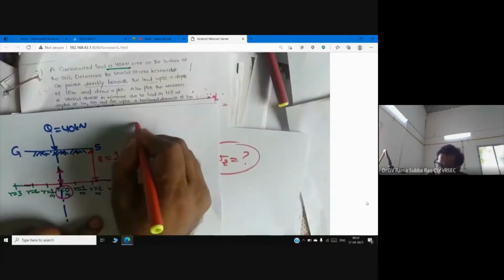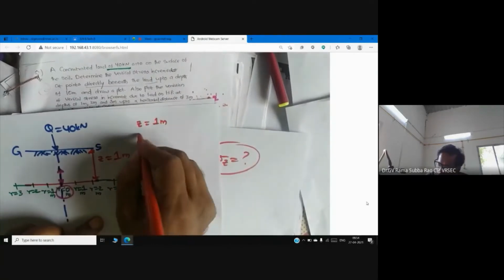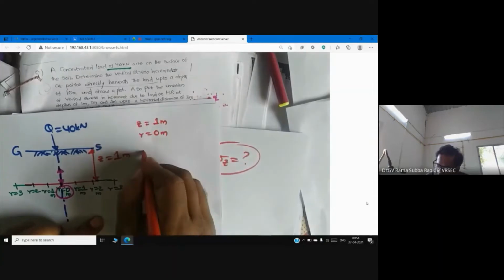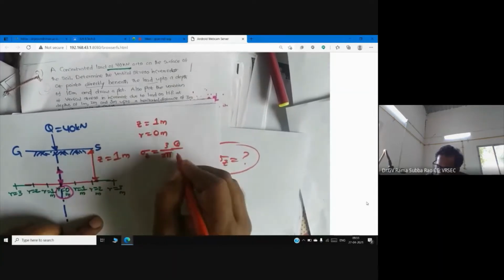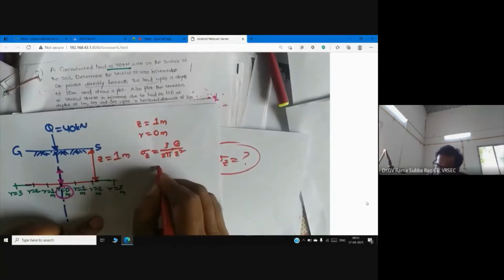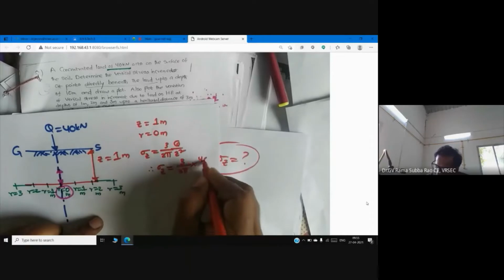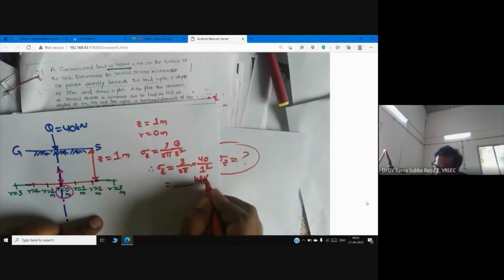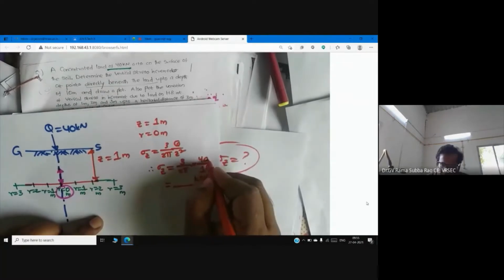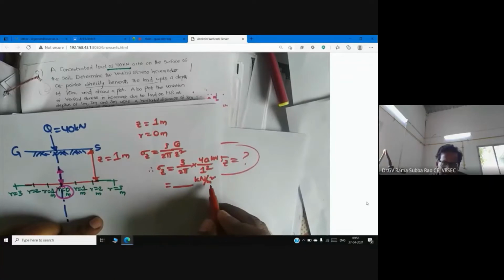So when Z is equal to 1 meter, R is equal to 0 meter. What is sigma Z? Sigma Z is 3 by 2 pi Q by Z square. So sigma Z is equal to 3 by 2 pi into 40 by 1 square. Please tell me the answer now in kilonewton per meter square. The load is in kilonewton and the depth is in meter, so I will get the answer in kilonewton per meter square.